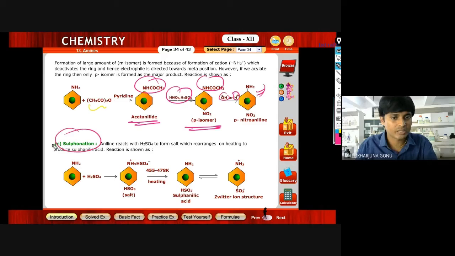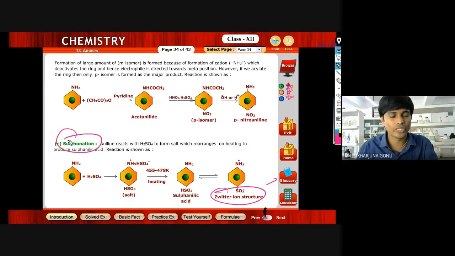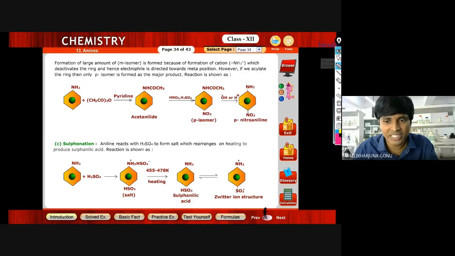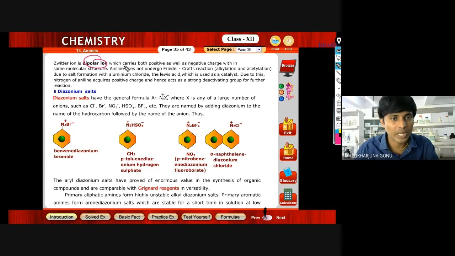Next, sulfonation. If you get this one, para position. So what is happening here? This H will shuffle from here. This will be moving, equilibrium. इधर से इधर, इधर से उधर वो travel करते रहते हैं. So if charge is developing here, that is called the Zwitter ion. This is the sulfonation. So electrophilic substitution, it is something different from the others, though it is an ortho and para directing group. So what is Zwitter ion? Zwitter ion is a dipolar ion which carries both positive as well as negative charge within the same molecule. Just now we have seen the NH3+ and SO3- structure.